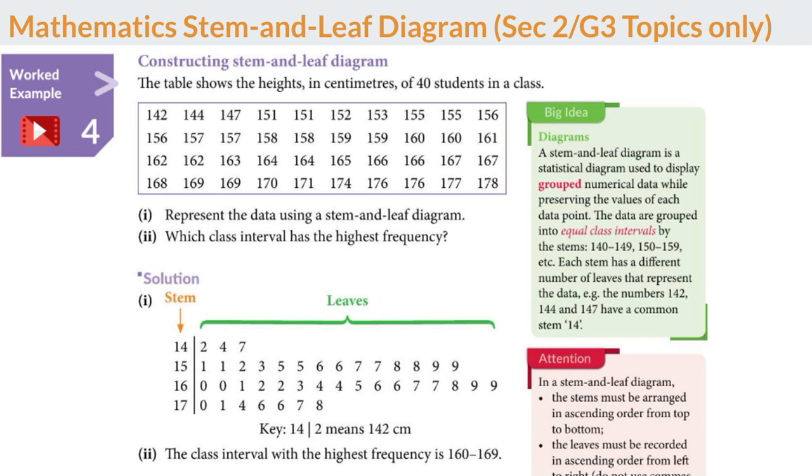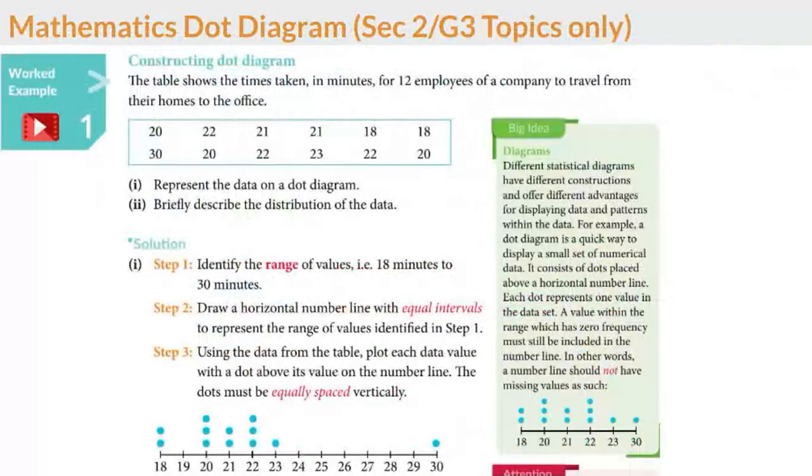Because for stem and leaf diagram, you will need to memorize the method, and you will need to try some practice problems on your own. Next is the dot diagram. Dot diagram is basically where you have a chain of numbers and you will need to match it to the number of occurrences. So how many times it occurs, you will need to draw a dot.